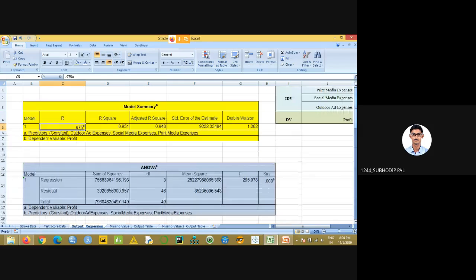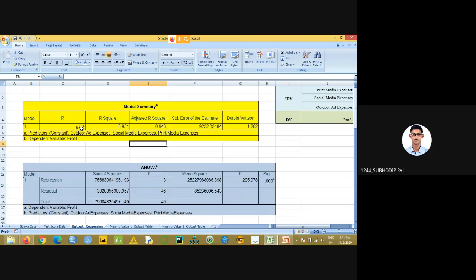So here the value is how much? 0.975, which is almost nearly equal to 1. So what can I interpret? A strong positive relationship. In this particular model, I can say the dependent variable and my predictors, the independent variables, have a strong positive correlation. That is my interpretation from this particular value.